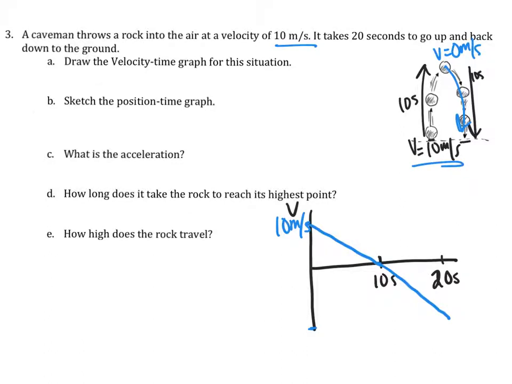All right, so to go back to my label, I'm going to label this negative 10 meters per second. And then I am done with part A. Now for part B, we want to make the position time graph. And we want to include that key information. So I'm going to have 10 seconds and 20 seconds as well.